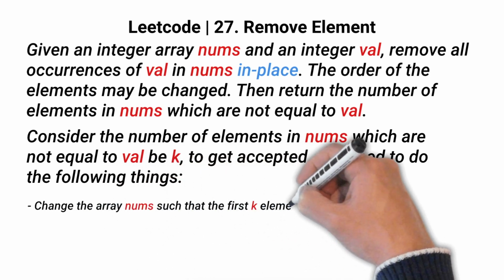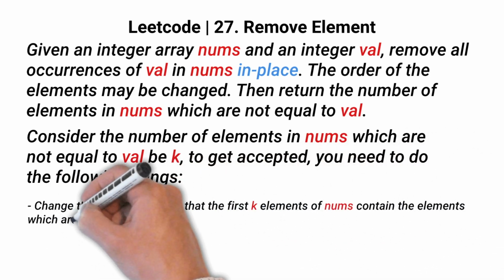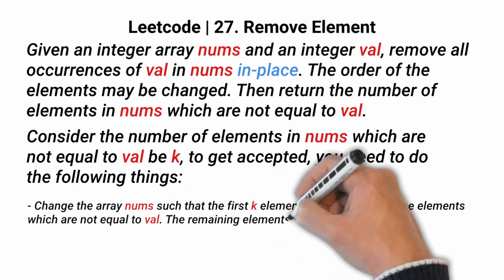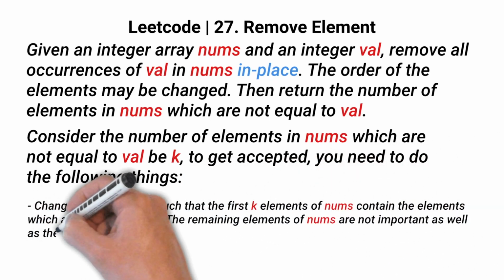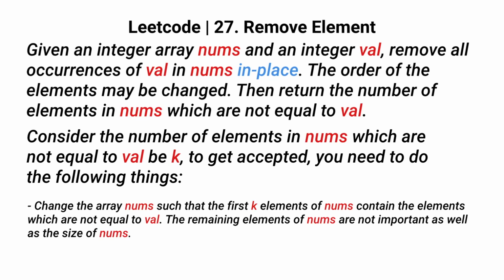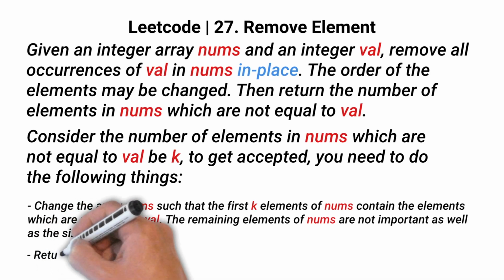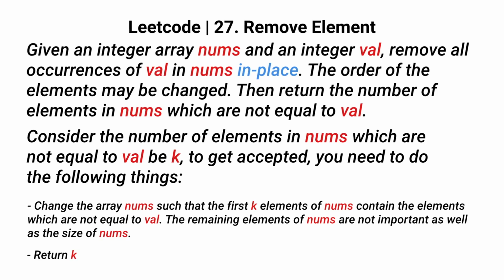Change the array nums such that the first k elements of nums contain the elements which are not equal to val. The remaining elements of nums are not important, as well as the size of nums. Return k.